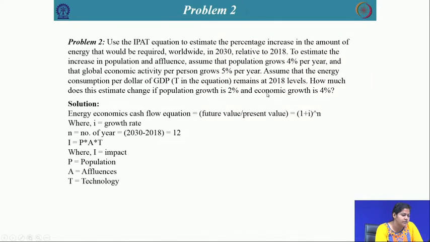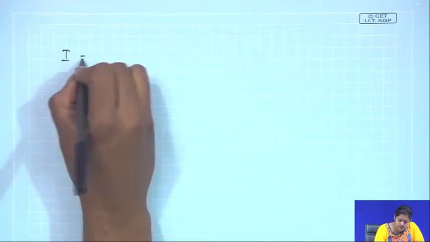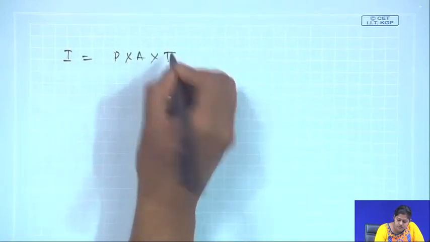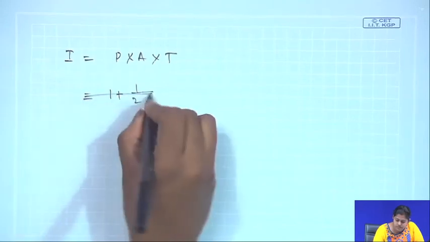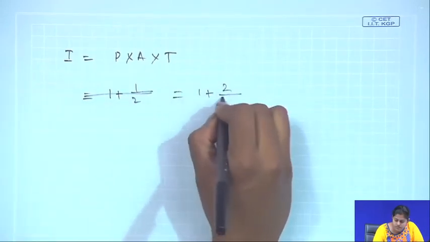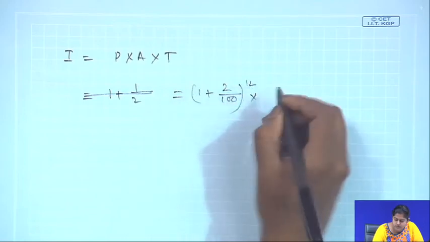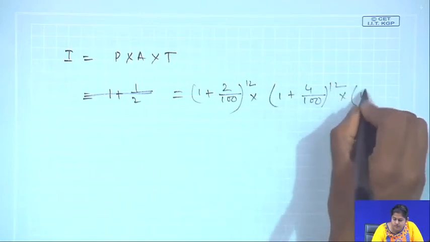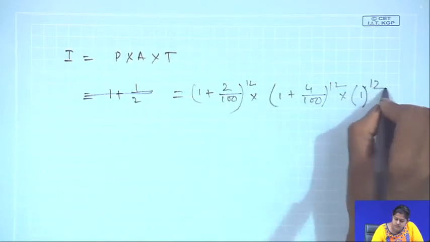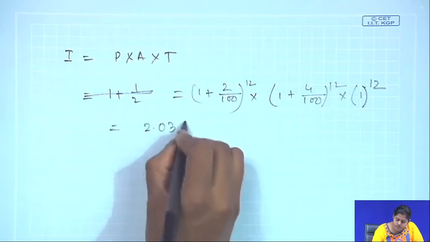The second part of the question says, how much does this estimate change if the population growth is 2% and economic growth is 4%. Now we will calculate in the same way, but the population growth and economic growth change. Therefore, I is equal to P into A into T. So, this will be (1 plus 2 divided by 100) to the power 12 into (1 plus 4 divided by 100) to the power 12, and we are assuming that technology remains at the same level. So, this will be 2.03.